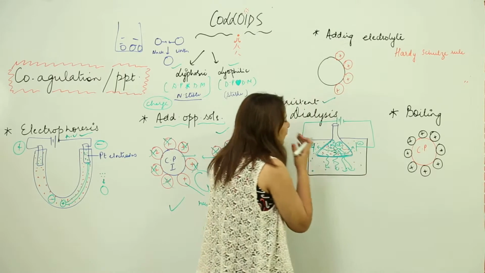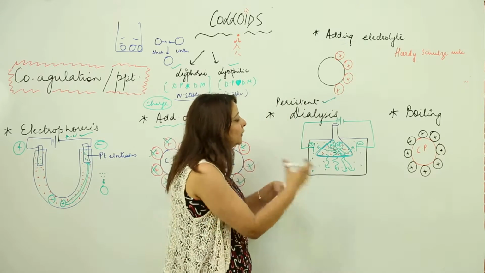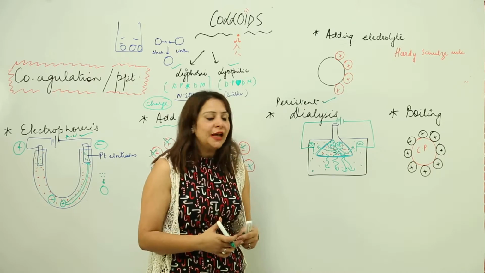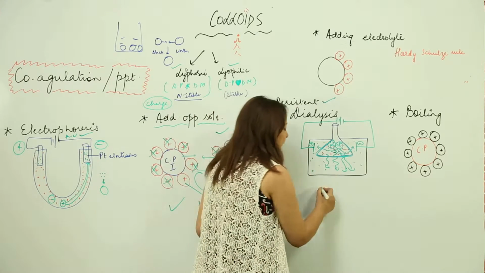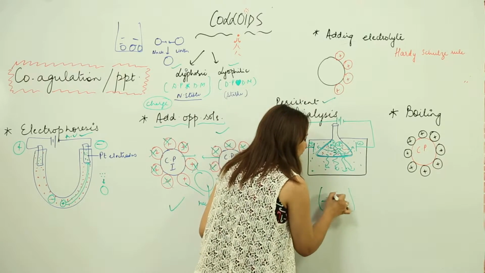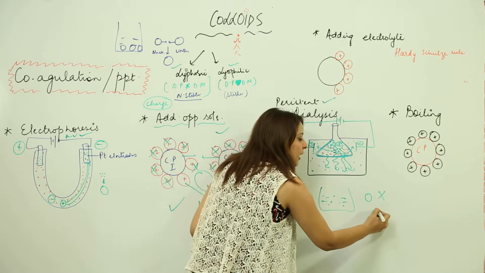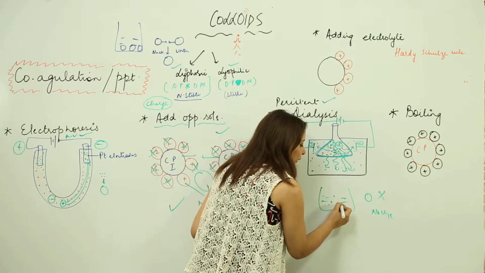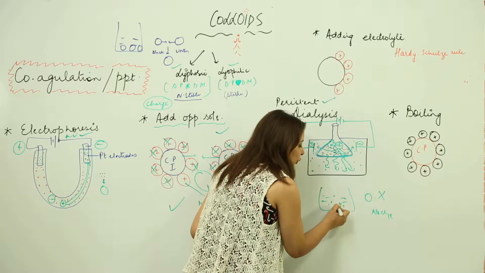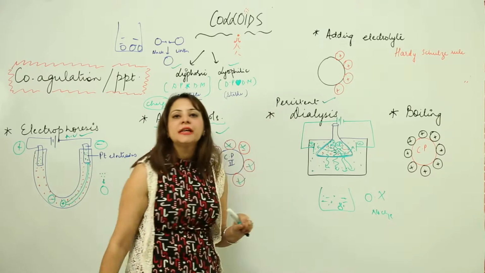So obviously when you do this process for a prolonged period of time, you are going to get colloidal particles which are uncharged now. They don't have any charge. So obviously they will start moving towards each other, and they will just fuse to form a bigger particle that will settle at the bottom.